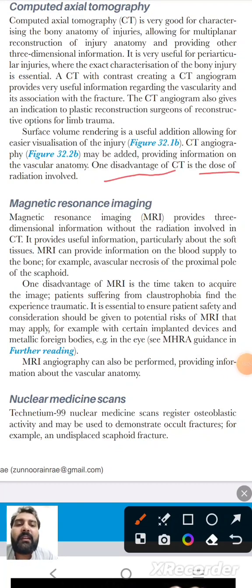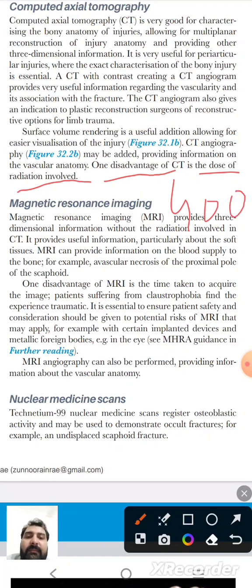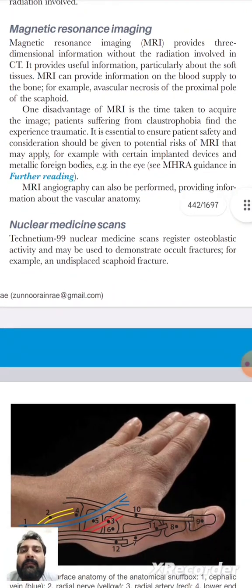Dose of radiation involved. How much radiation is involved in one CT? It is equal to 400 X-rays. MRI, then comes MRI.